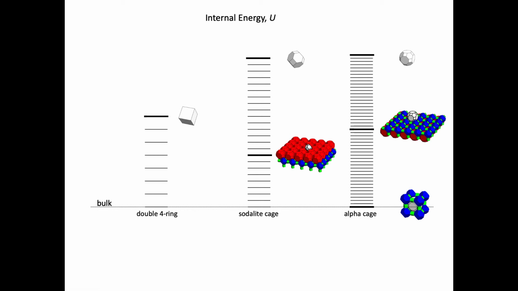So this would be the energy level diagram, and then on top of that you would need the free energy in the solution phase, the driving potential, the chemical potential of the solution phase. So for a zeolite, that would be your energy level system.